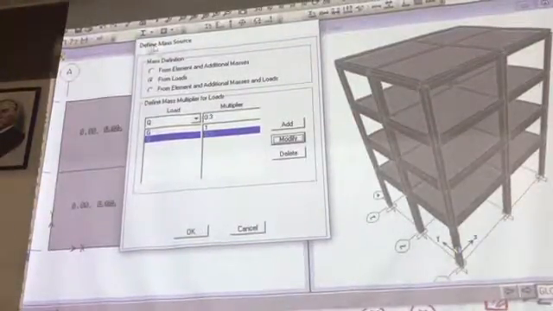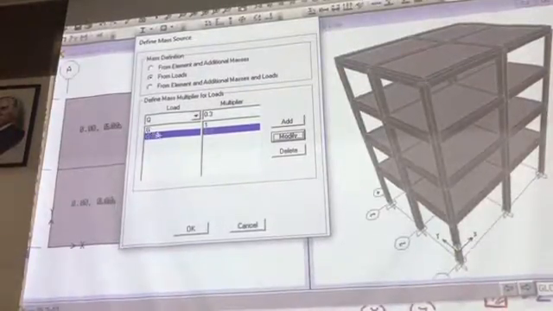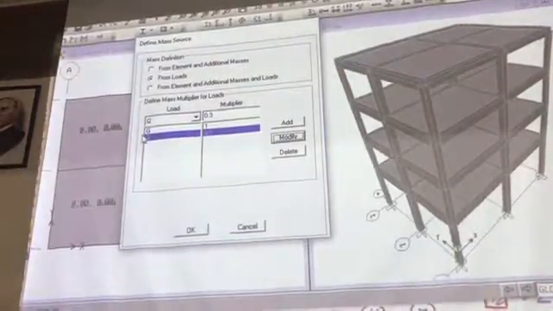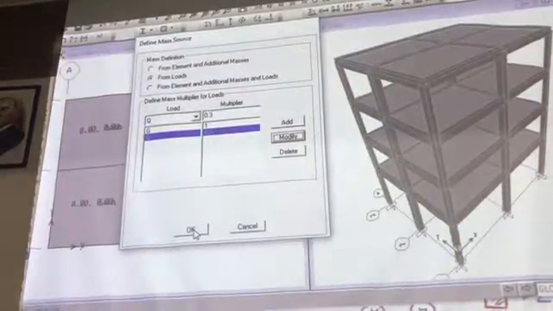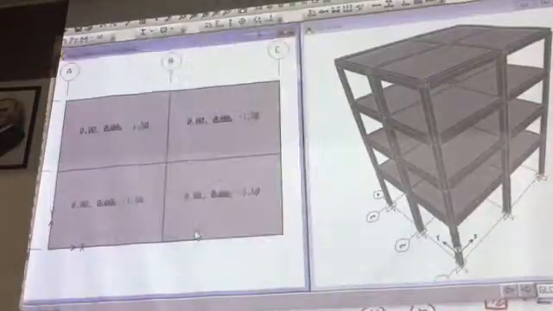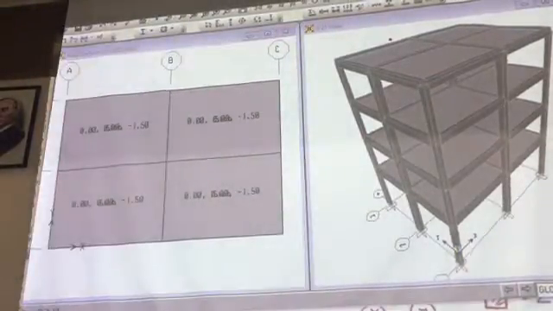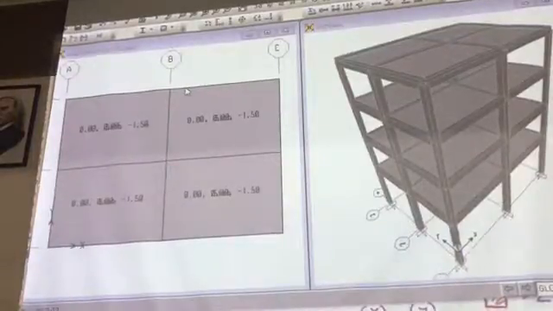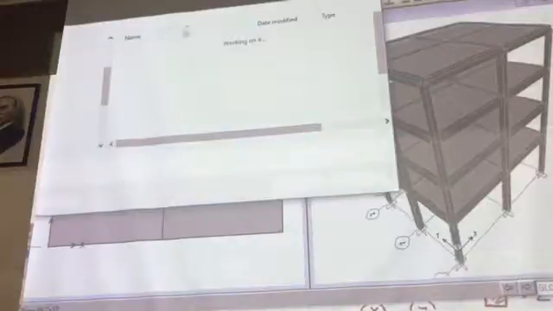Okay. This is our mass source. 100% of G and 30% of Q. Okay. We defined the mass source. File, save model. Let's save the model.